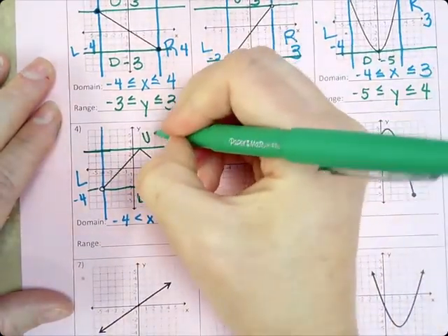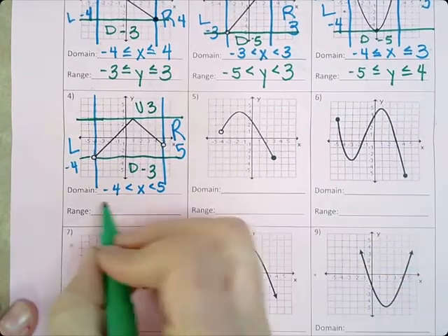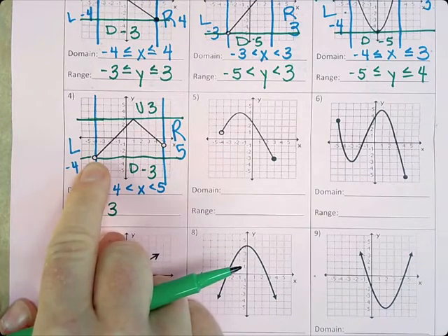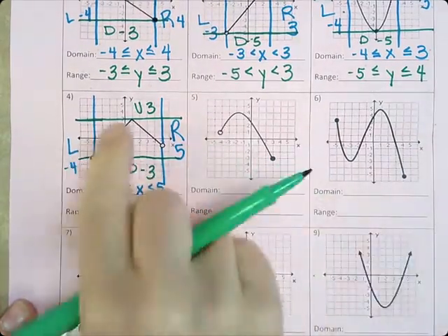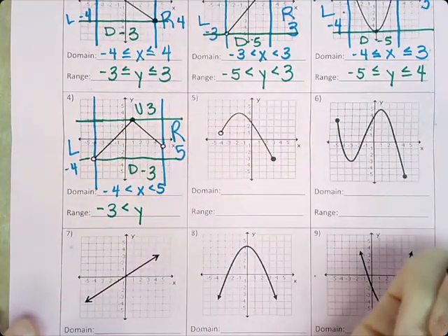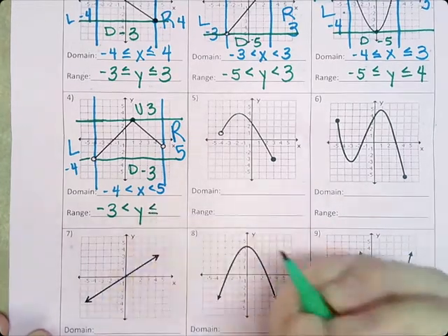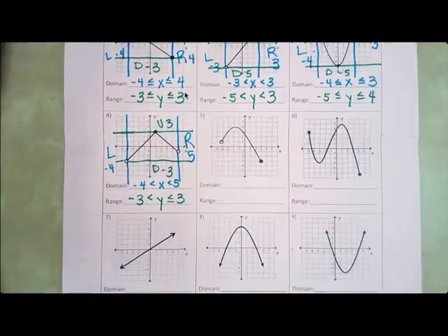And then it goes up to +3. It does not touch -3. See the open circle? So it's just going to be less than y. But the top, does it actually touch 3? Does it touch the fence? It does. It doesn't have an open circle there, so it does touch the fence. So we're going to say less than or equal to 3. Okay, go ahead and do 5 and 6.